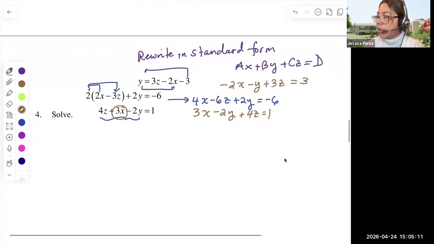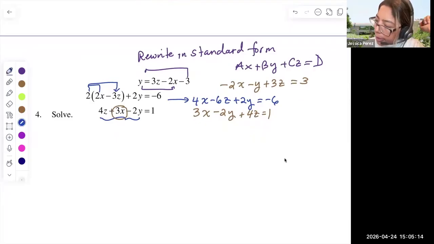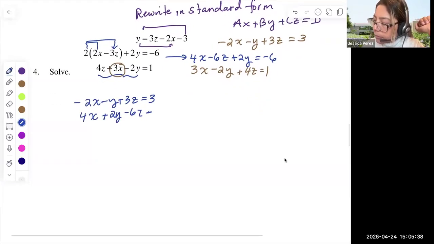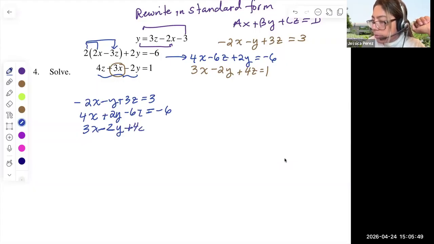So then we are working with the following. We're going to have negative 2x minus y plus 3z is equal to 3. And then I have 4x plus 2y minus 6z equal negative 6. And then I have 3x minus 2y plus 4z is equal to 1.